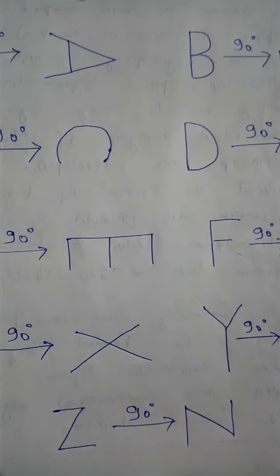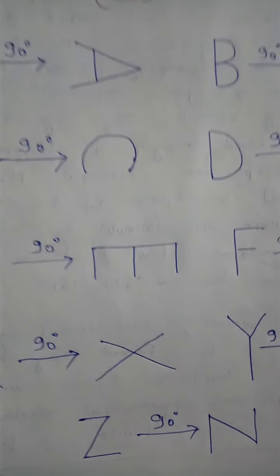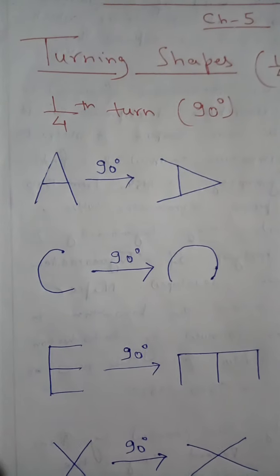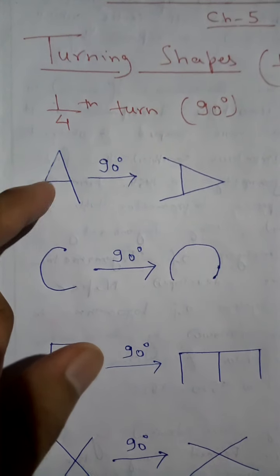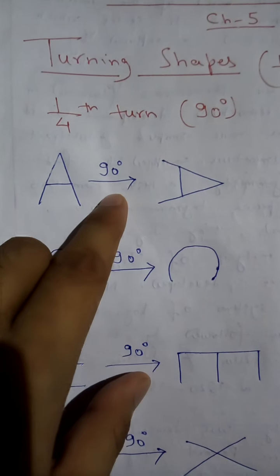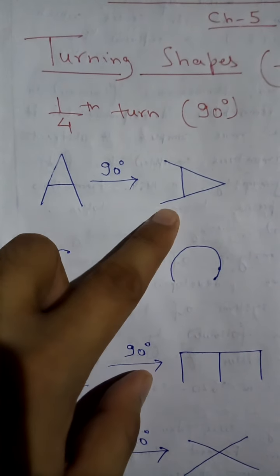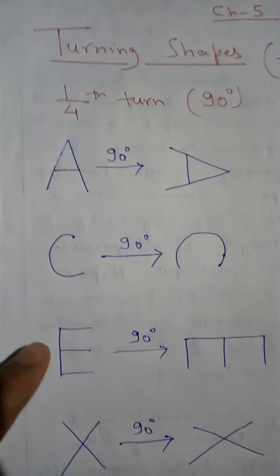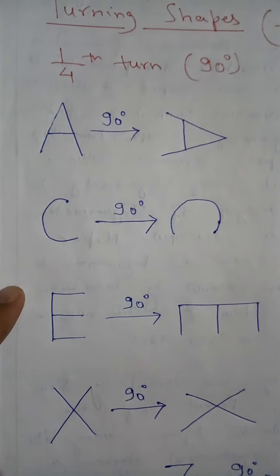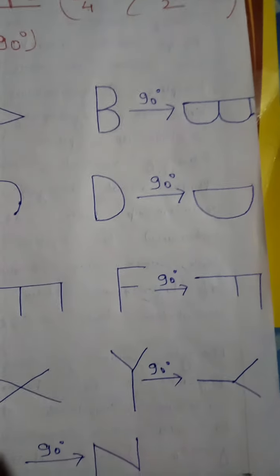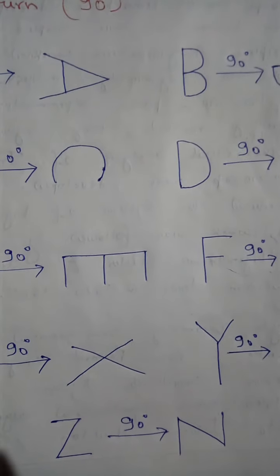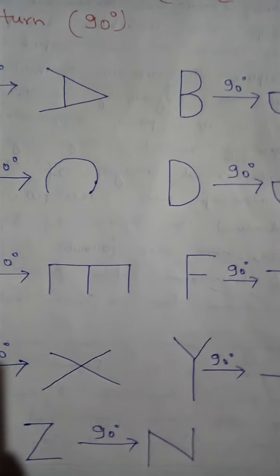So the other alphabets you can do yourself. So basically what is 1/4 turn or 90-degree turn? You have to rotate the shapes 90-degree. And after 90-degree turn, as you can see, all the alphabets look like this. Okay, so this is 1/4 turn.